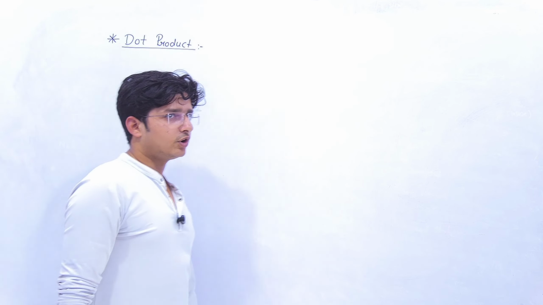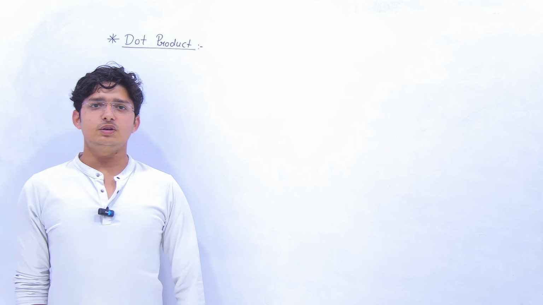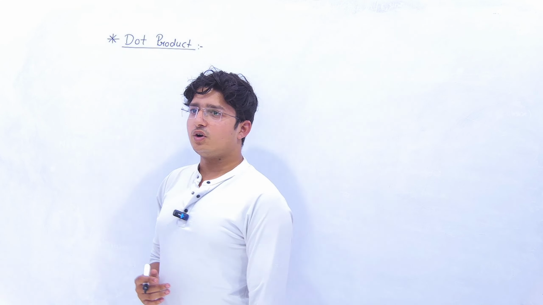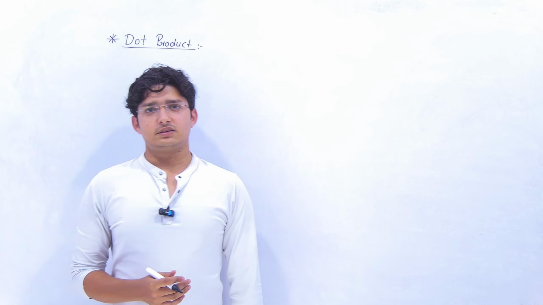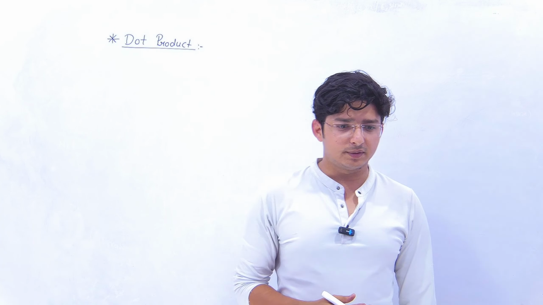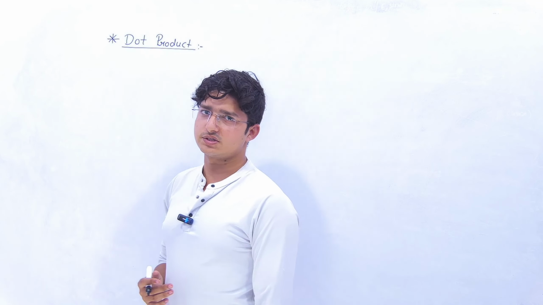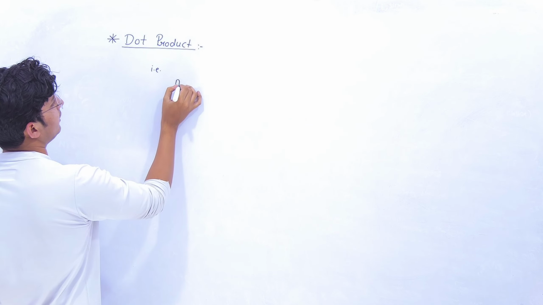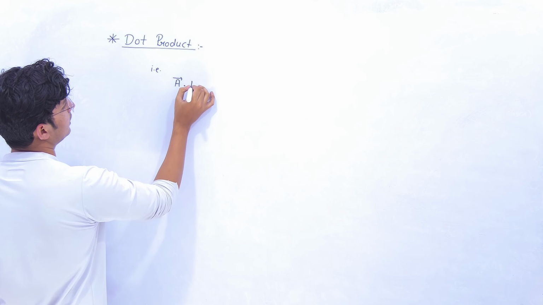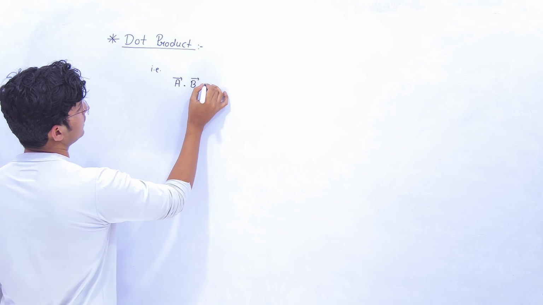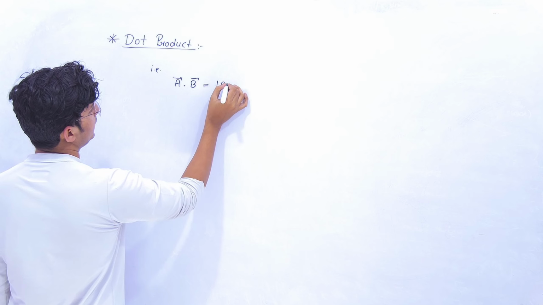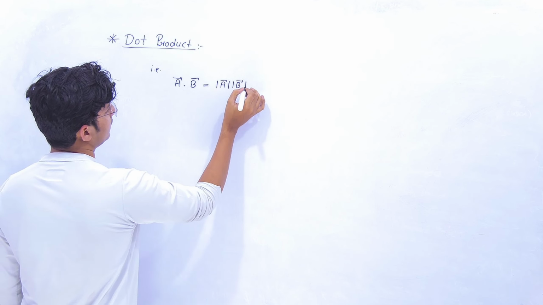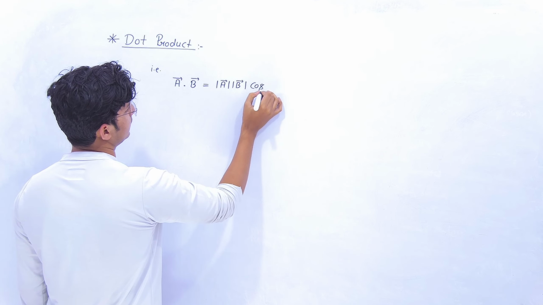Now, what is dot product? As you all know, the definition of dot product is well known: the dot product of two vectors is equal to the product of the magnitudes multiplied by cos theta. That is, a vector dot b vector is equal to magnitude of a vector, magnitude of b vector, multiplied by cos theta.